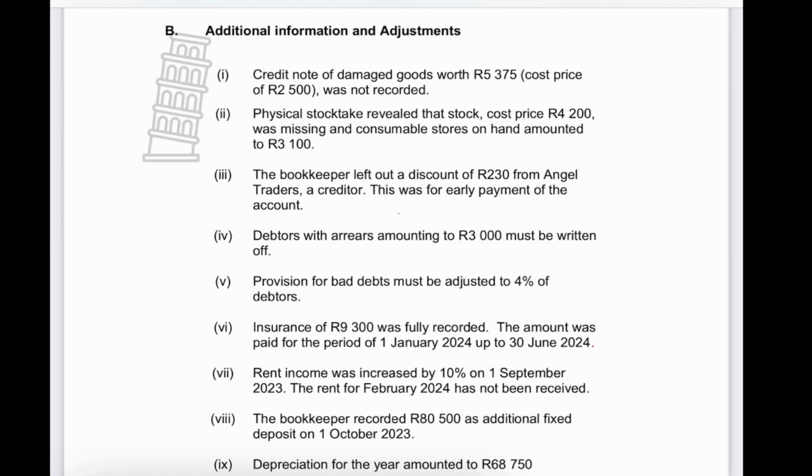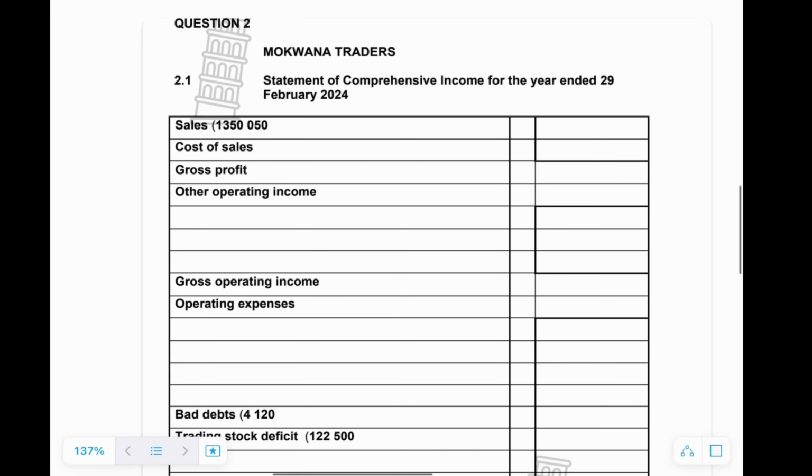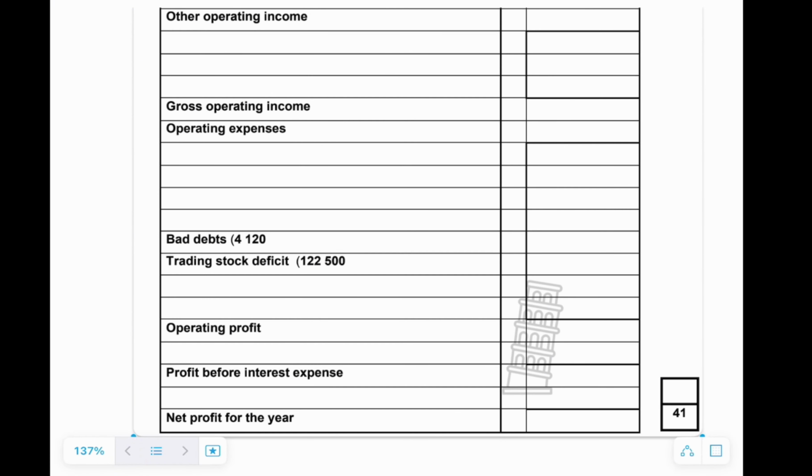Information B is additional information and adjustments. This is where you read about whatever accounts need to be adjusted and then you do as told. Then you will have your answer sheet that will already be given to you. It says here statement of comprehensive income for the year ended 29th February 2024. As you can see in the answer sheet, there are already some accounts that have been entered for you, and the amounts are written in brackets to show that you need to adjust these amounts.